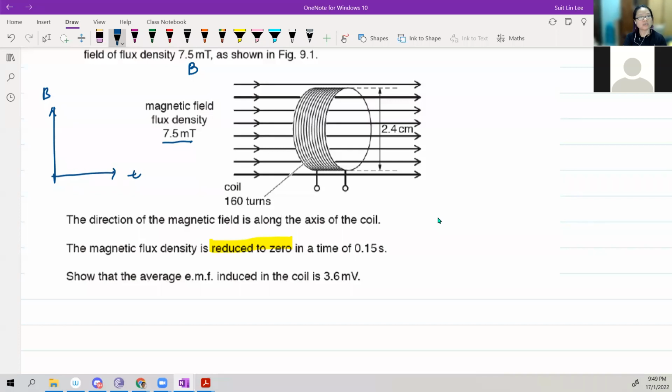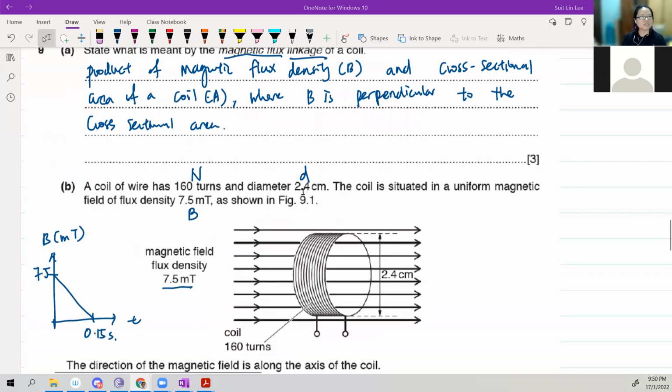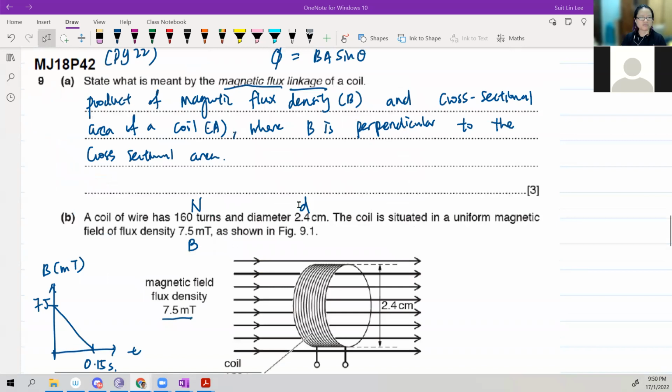So B against t is like that. I assume it's uniform. They say average, so I assume it's uniform. So here is 7.5 millitesla, and this time here is 0.15 seconds. Show that the average EMF induced in the coil is 3.6 millivolt. Okay. So in this case, we already have all of this information.